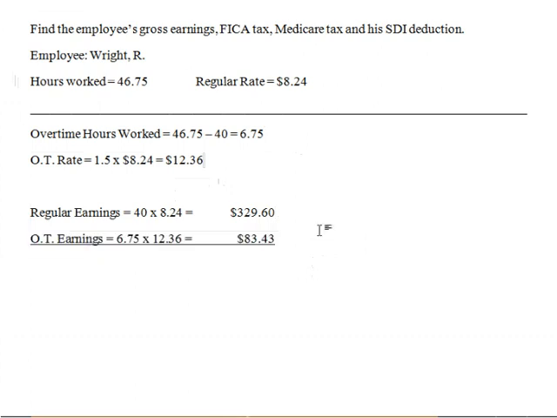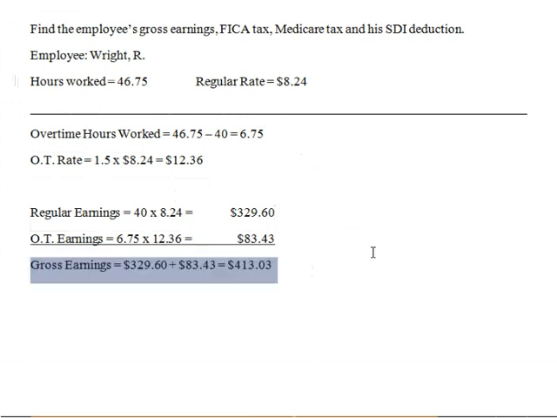To do that, we would take the number of overtime hours worked, which we've found to be 6.75 hours, multiply that by the overtime rate of $12.36 per hour, to see that the employee's overtime earnings are $83.43. When we add the regular earnings to that of the overtime earnings, we see that the employee's gross earnings for the pay period are $413.03.